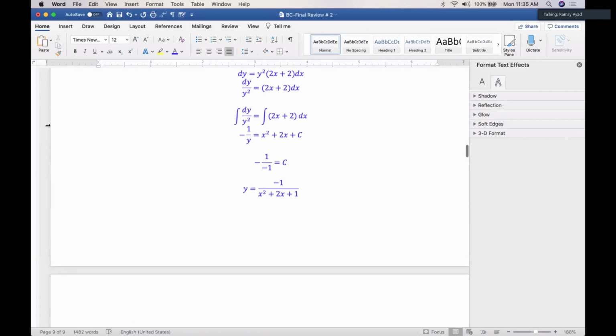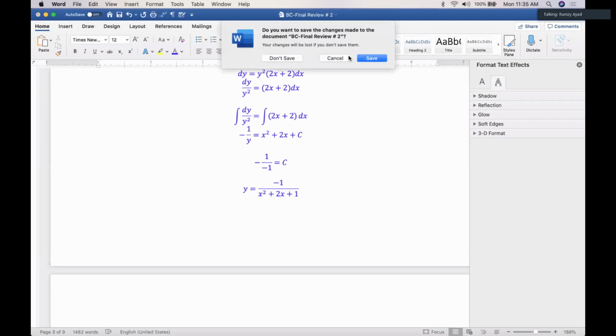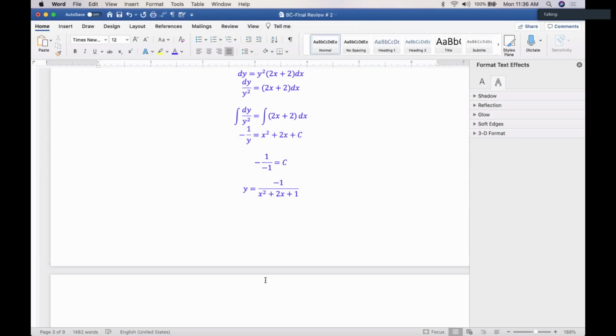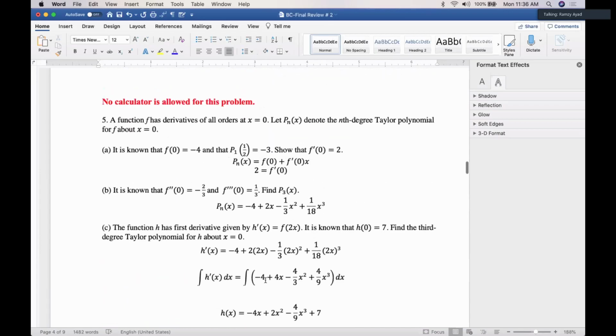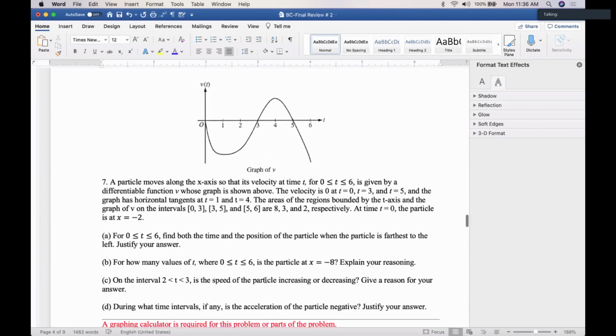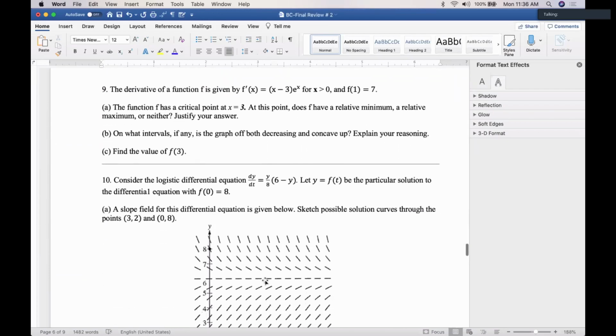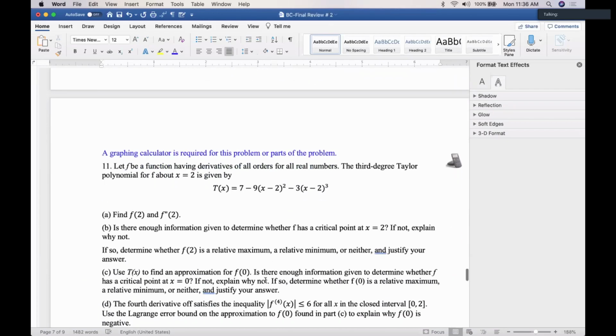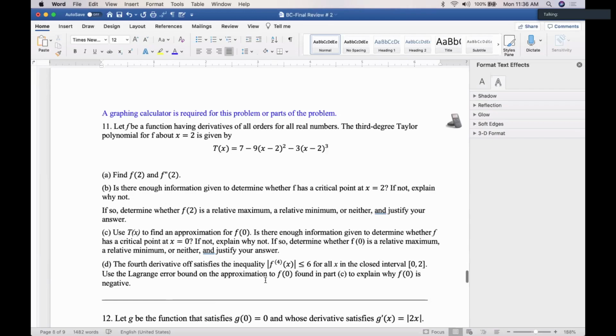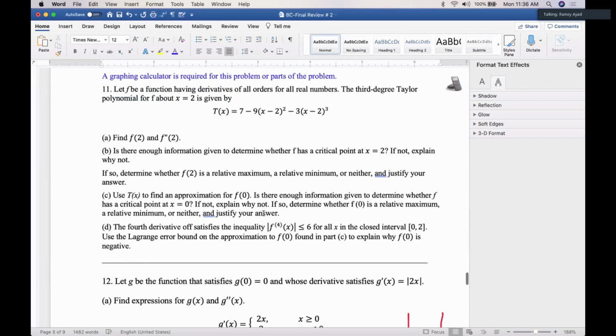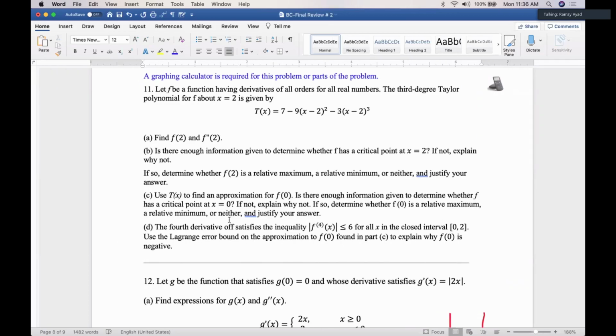Okay. So that's it for this worksheet. Anybody who needs anything at all from this worksheet? Could we go over 11D? 11D. Oh, that's a good question. 11 is a good question. G.